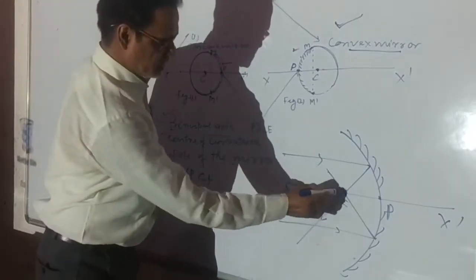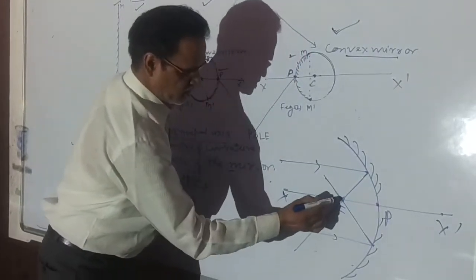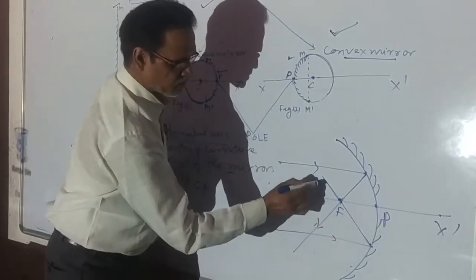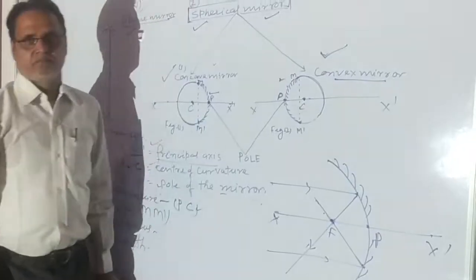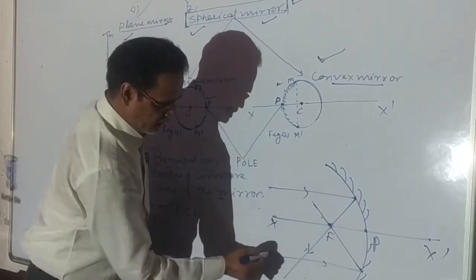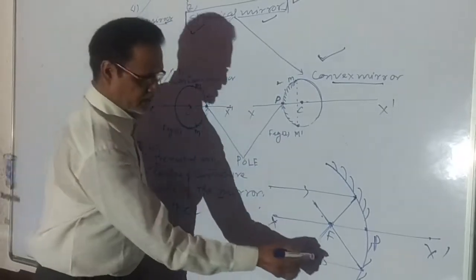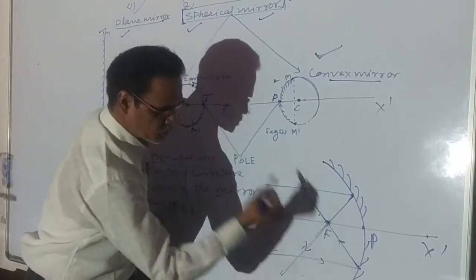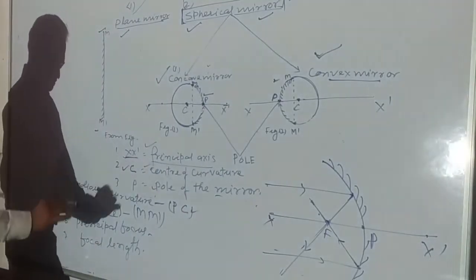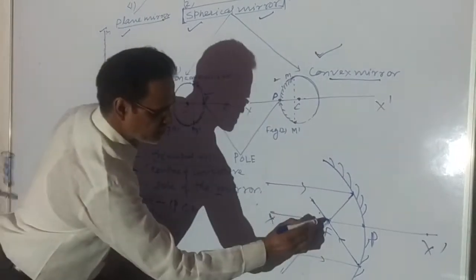Principal focus is defined as the point on the principal axis through which all the parallel rays of light pass after reflection. जितने भी parallel light है, parallel line, all the parallel beam of light passes after reflection. Okay? Reflection के बाद वह उस बिंदु से होकर गुजरता है. That is called focus. इसे principal focus कहते हैं. It is denoted by F. So principal focus is denoted by F. This is the focus.